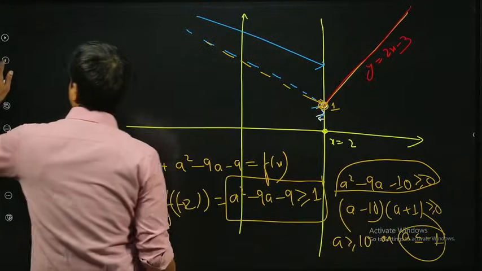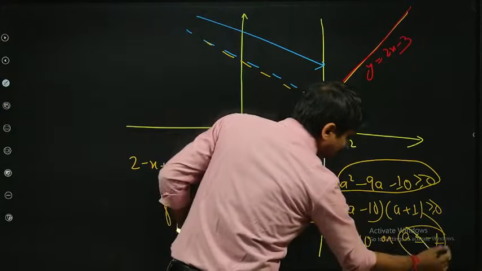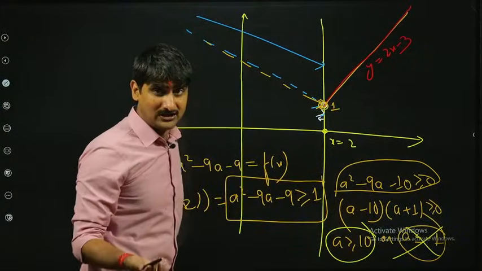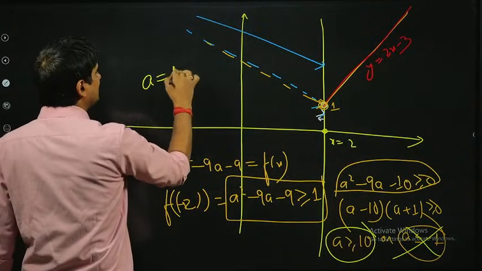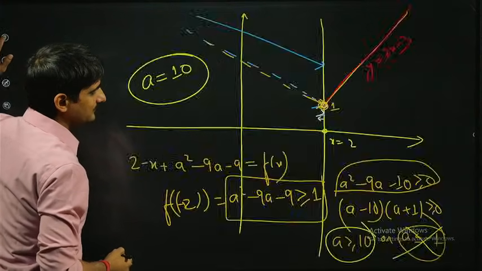Now see, we are given a positive integral constant, so that's not possible. And the minimum value here is 10. So the minimum integral value of a should be 10 here. Then the least integral value of a should be 10 here.